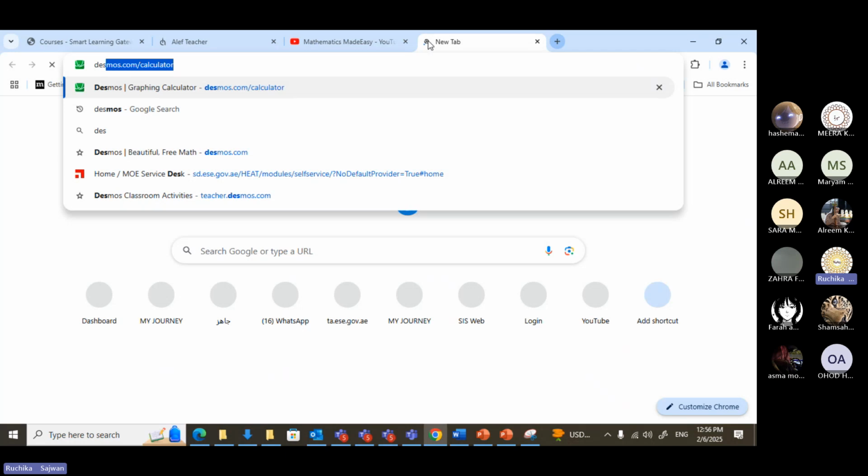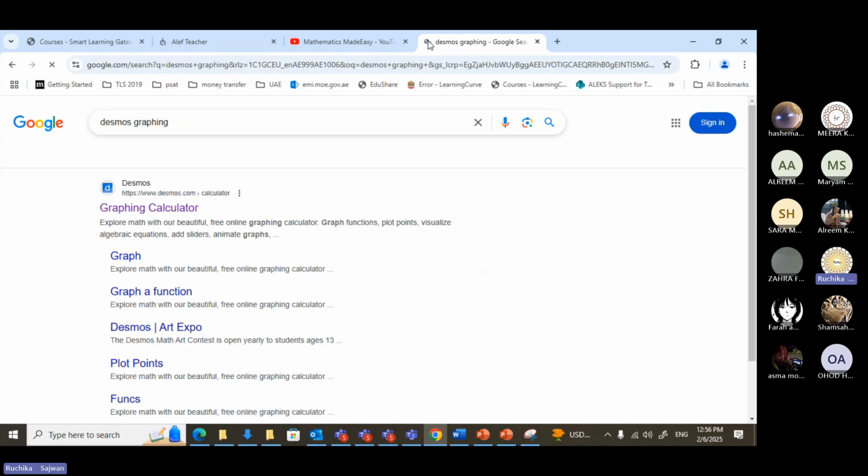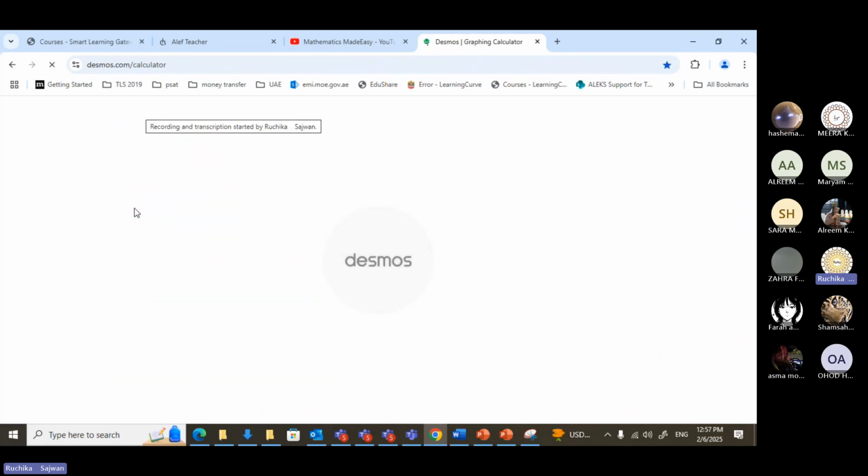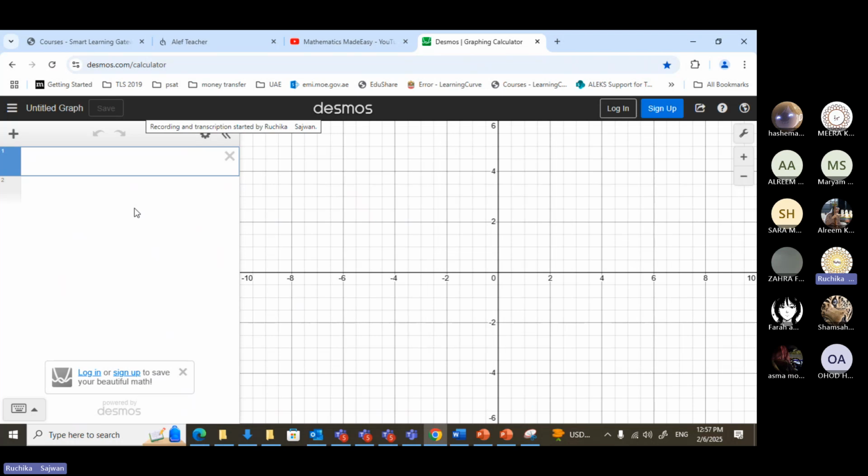Desmos graphing calculator. This is the link. I actually already put it on LMS also for you. I want to give you a shortcut. I didn't want to give this to you before because then you will not be doing the long method. You will be using only this.